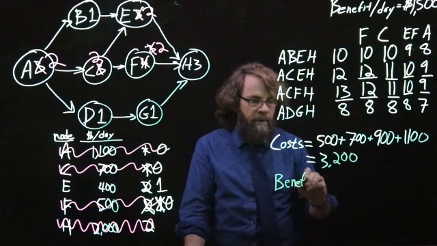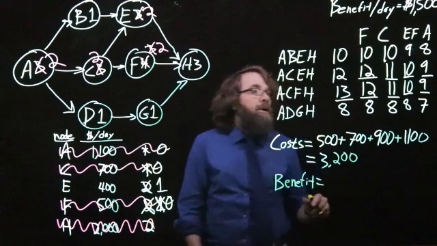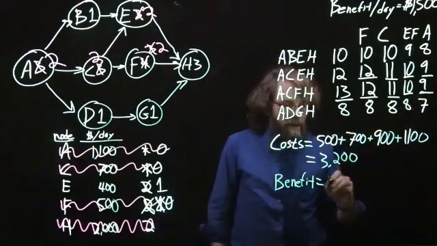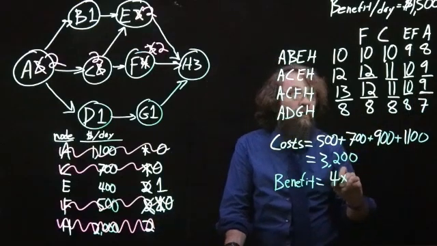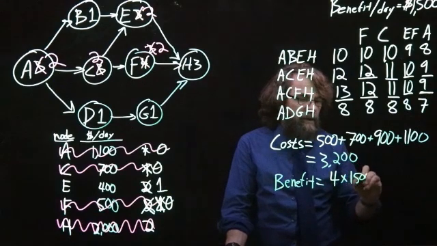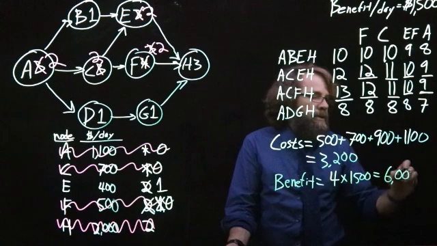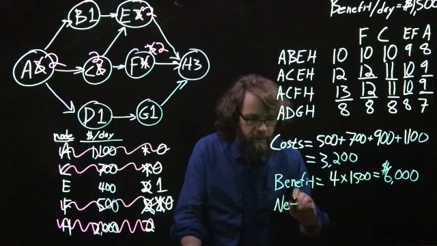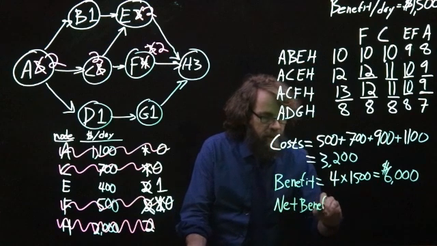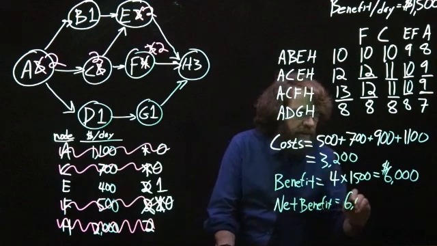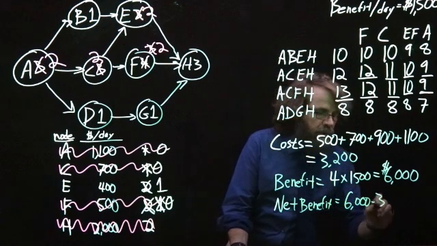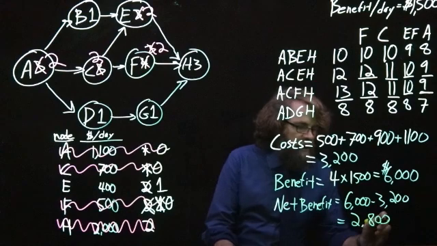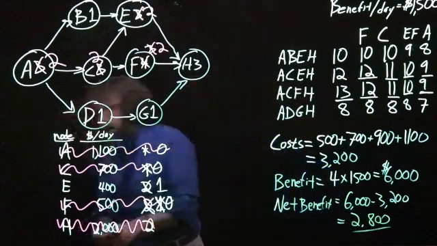So how much benefit do we get from this? Well, we went from originally taking 13 days to do the project. We're down to 9 days. So we have gained 4 days. So 4 days at a benefit of $1,500 a day, we will gain an additional $6,000 from doing it. So the net benefit is just the difference of those two. So we have 6,000 minus 3,200 gives us $2,800 of additional benefit from having done this.